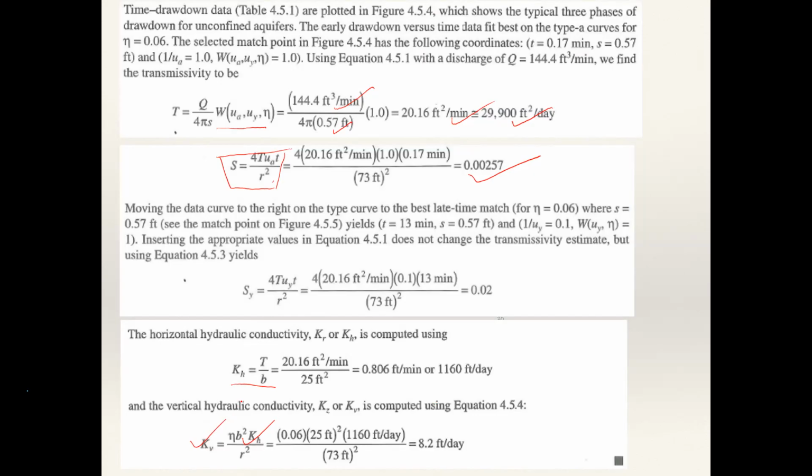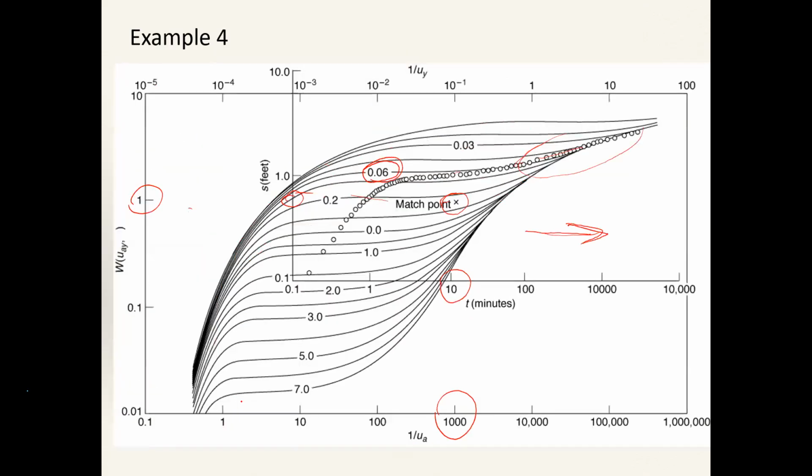I'm not going into detail because of the limited time, and since I have explained this equation in detail, the same method can be applied here for the unconfined aquifer as well. So please go through this example and I'm sure you can manage it.